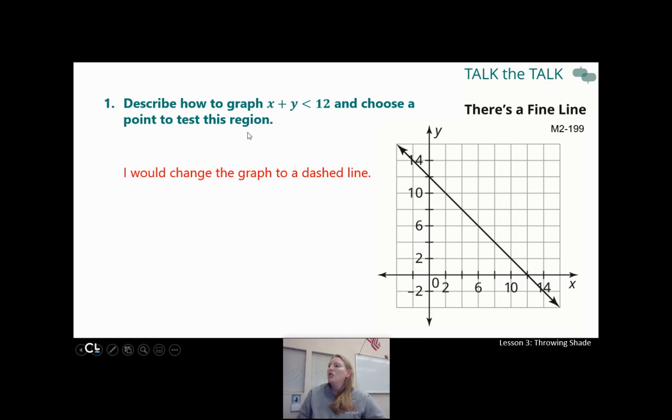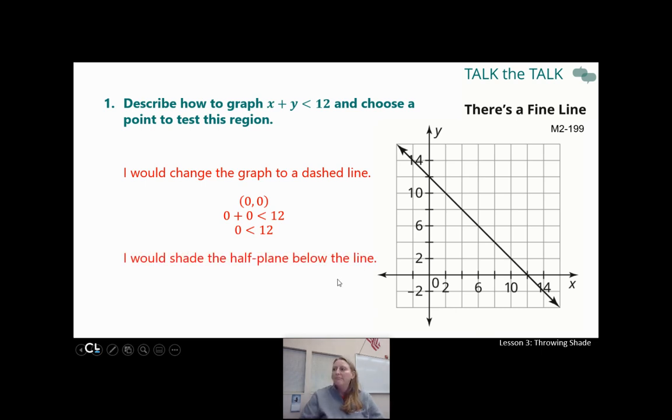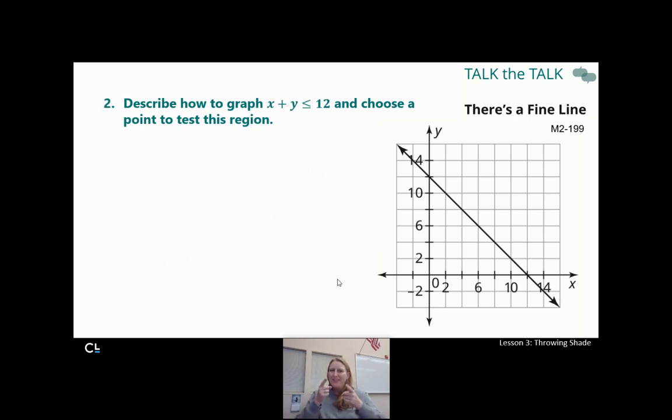And of course, it did say to choose a point to test, which is good because I need to know which way to shade. I like to use 0, 0. So I'm going to use 0, 0. 0 plus 0, x plus y. So 0 plus 0 is, of course, 0, which is less than 12. So that's good. And that means we need to shade below the line. We would be shading the half plane below our line. Yay.